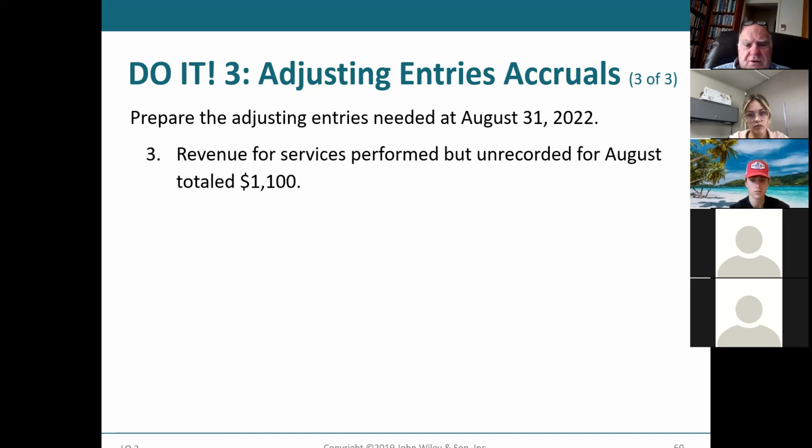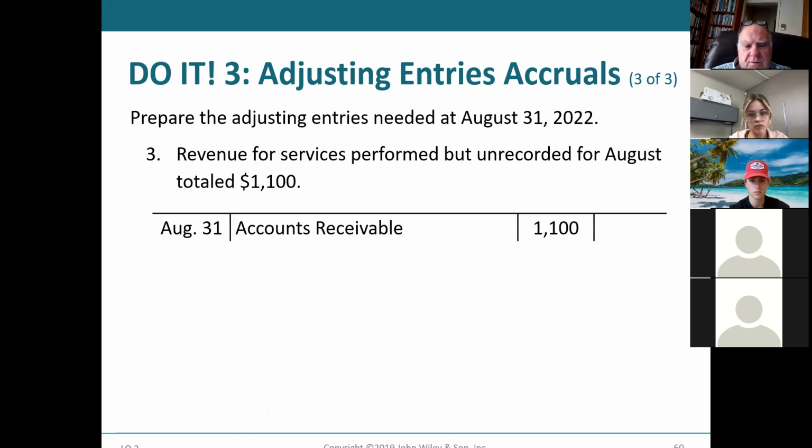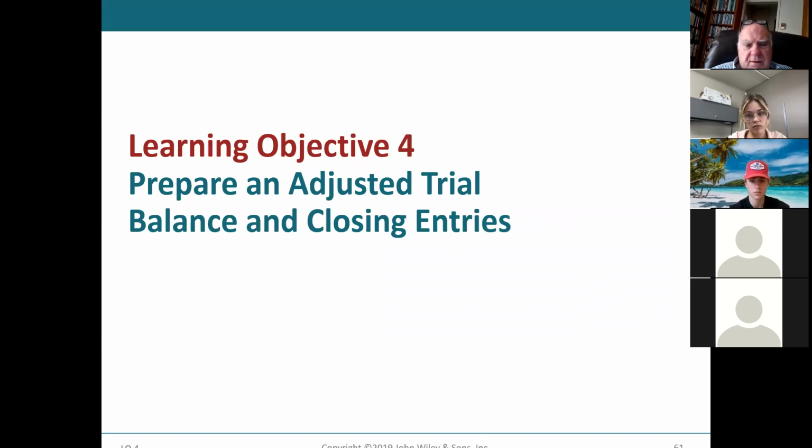Prepare the adjusting journal entries needed. Revenue for services performed but not recorded. You debit receivables or cash, credit service revenue. That's when we got the money.